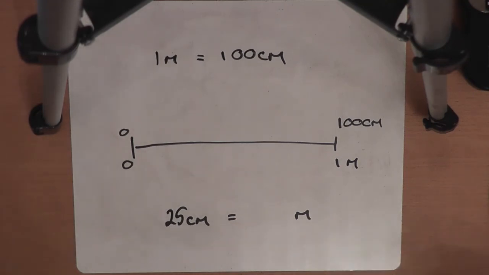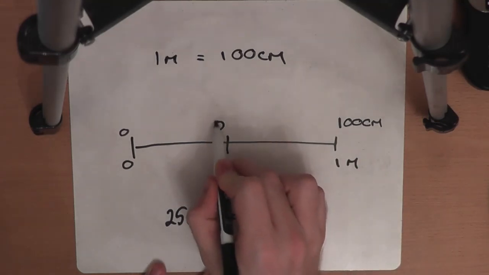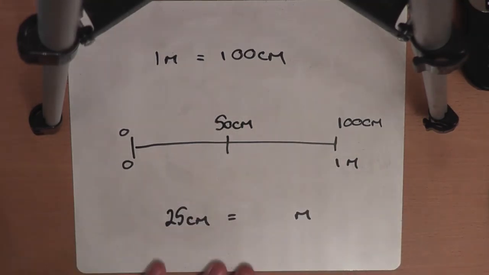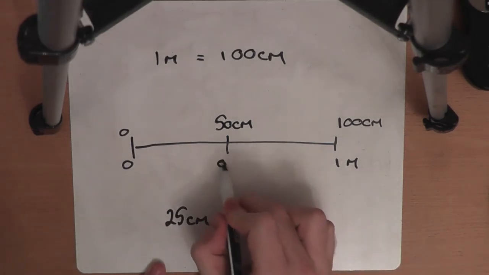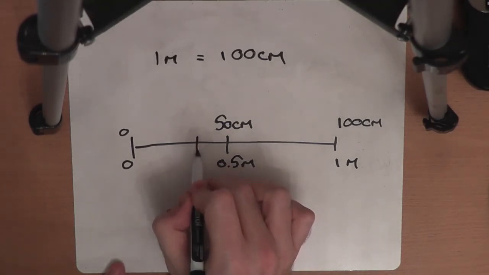Now we could see on the number line what that's going to come out as. Well, if 0 to 100, the halfway point is going to be 50 centimetres. The halfway point in the metre is going to be 0.5 metres. So 50 centimetres is 0.5 metres. Now we've got 25 centimetres, so we're narrowing it down. But in drawing it out, it's perhaps easier to see.